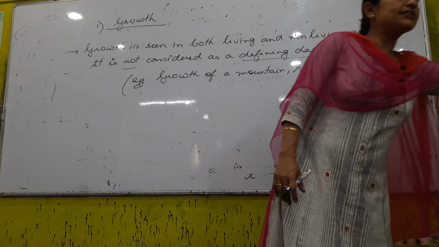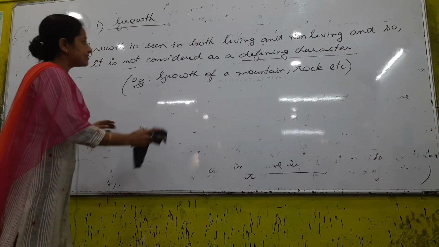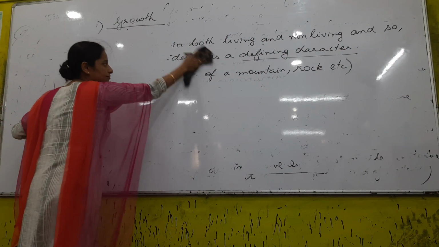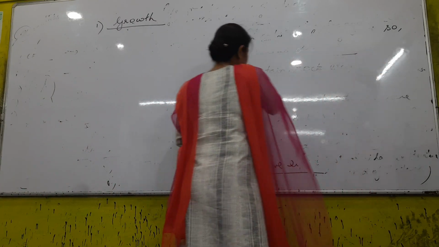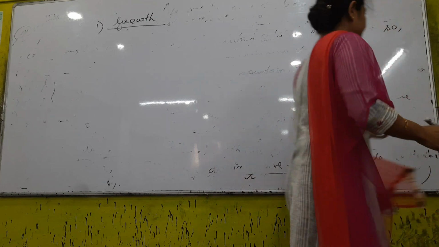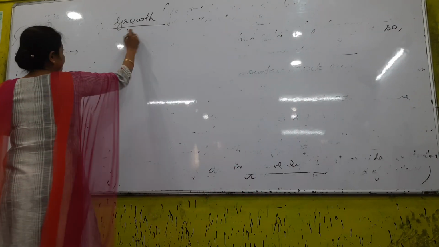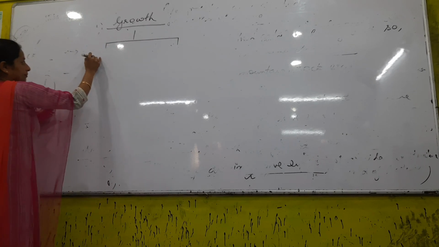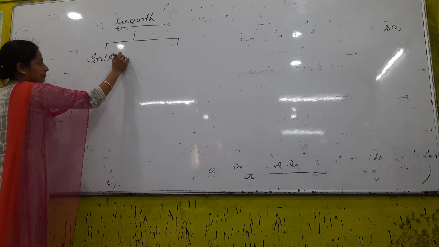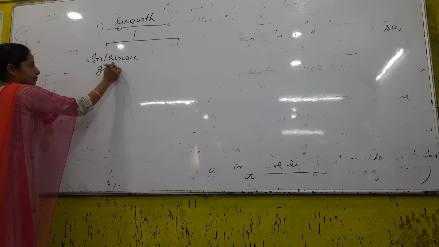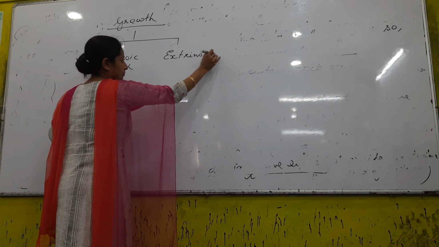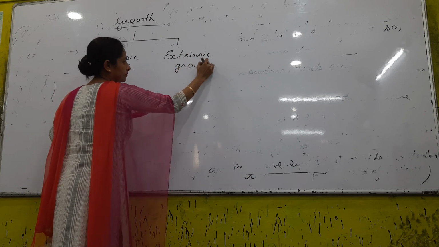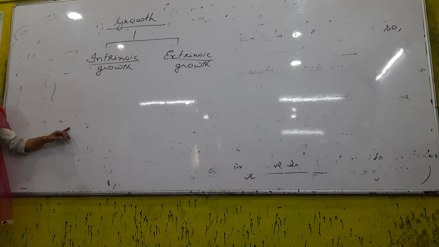So ultimately the first characteristic of living is growth: defining and non-defining, non-defining. Next, when we are talking about growth, there are words associated with it. Growth could be of two types. One is intrinsic growth, the other is extrinsic.